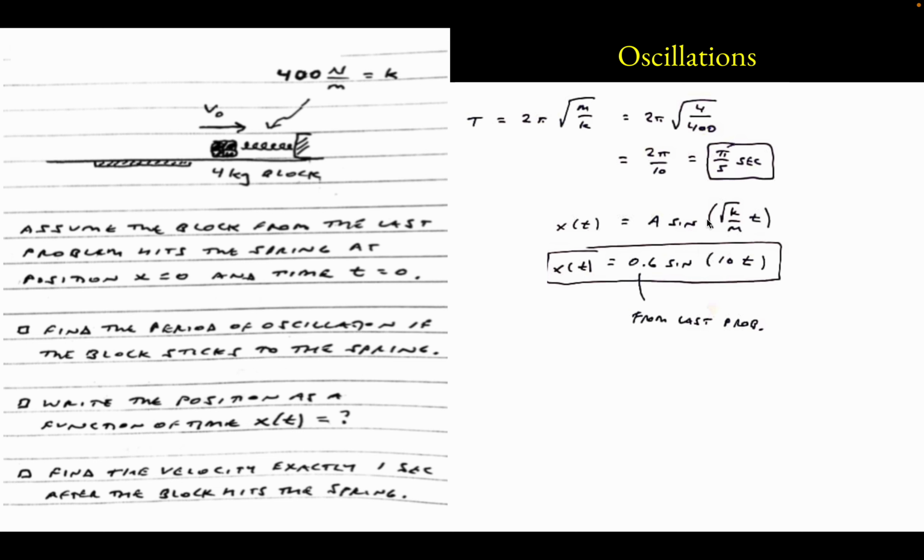So you'd have amplitude times sine of root k over m times t. And we found the amplitude was going to be 0.6 from the last problem, because that's how far it was going to squish the spring in from this unstretched and uncompressed location.